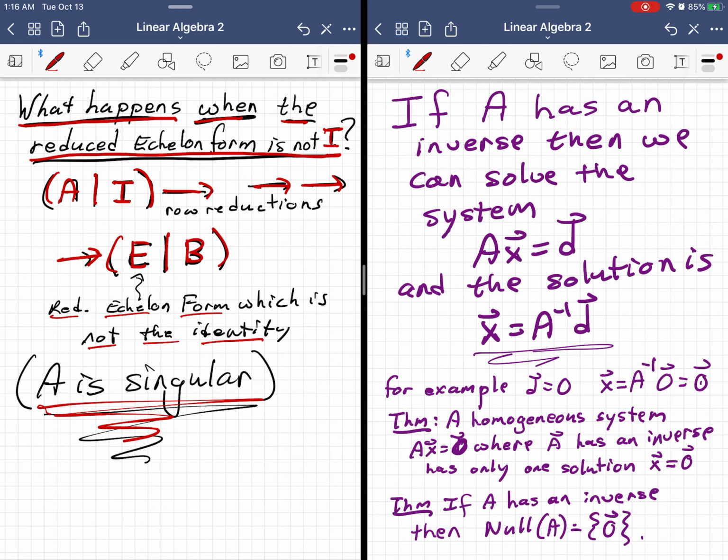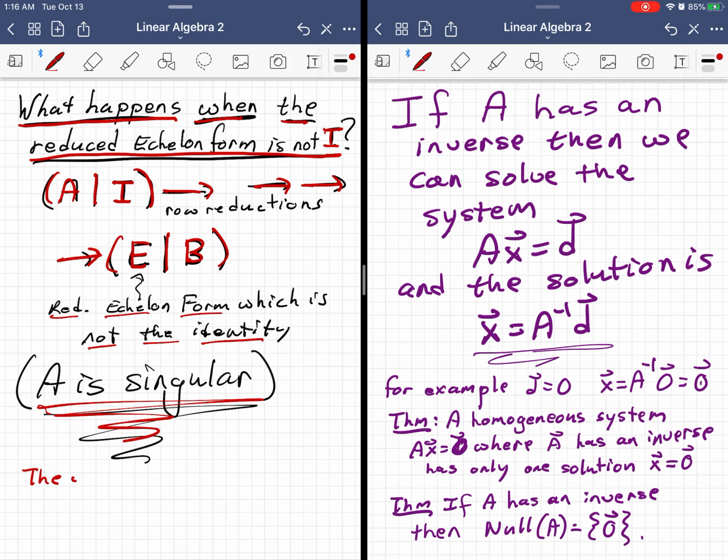Ask this question: what happens when the reduced echelon form is not the identity? In other words, you start with A and I, and you do all these row actions over and over, and you get to the reduced echelon form, and it's some E, and you get a matrix B over here, but this reduced echelon form is not the identity. This is the situation when A is singular. Remember, we say a matrix is non-singular if the reduced echelon form is the identity. If we did this, then what's going to happen? We're not going to be able to find the inverse.